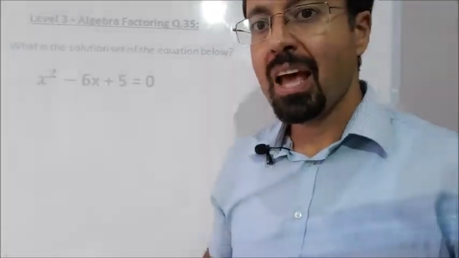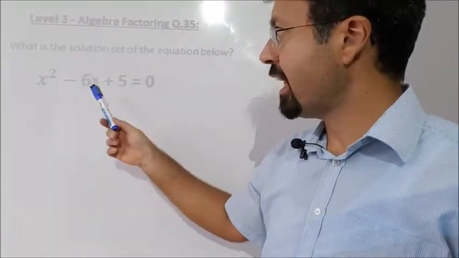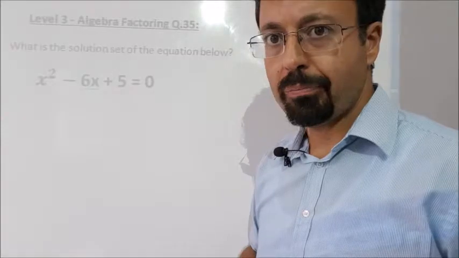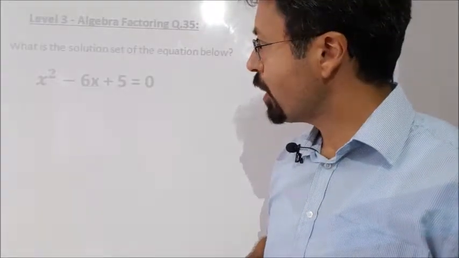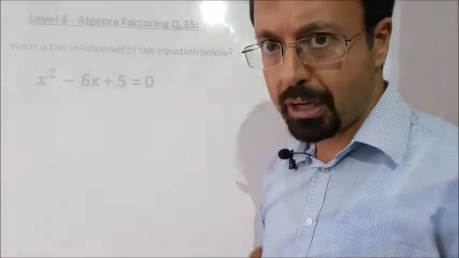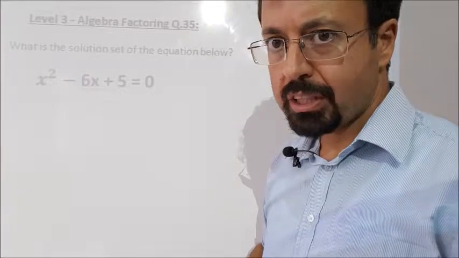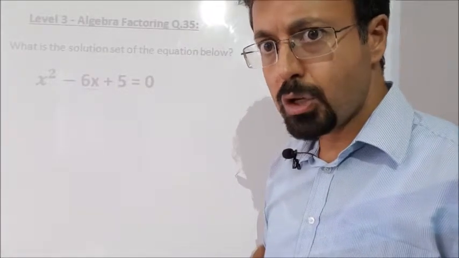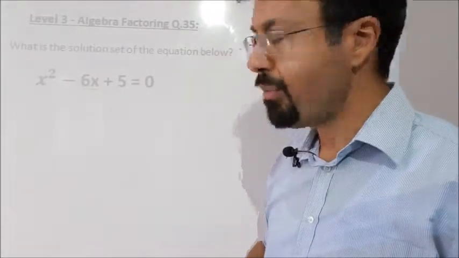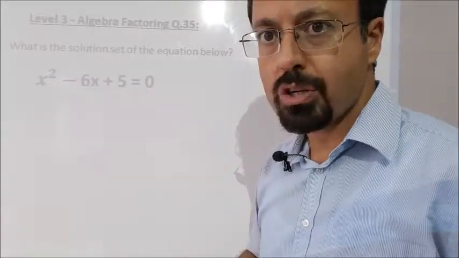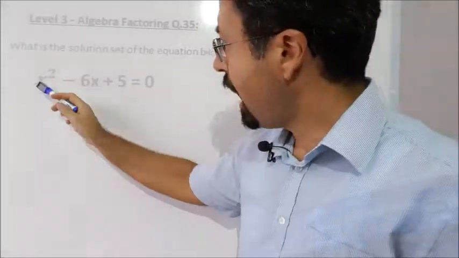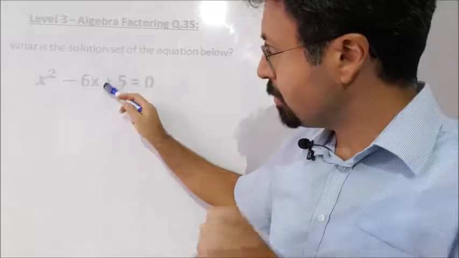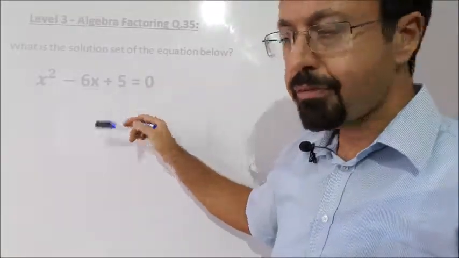Hello viewers, let's find the solution set of this equation. Well, what are we going to do? We have to do the factoring, okay? This is a factoring example. I'm going to show you how we can factorize this little equation. Alright, we got x squared minus 6x plus 5.